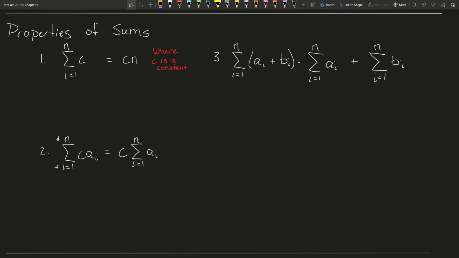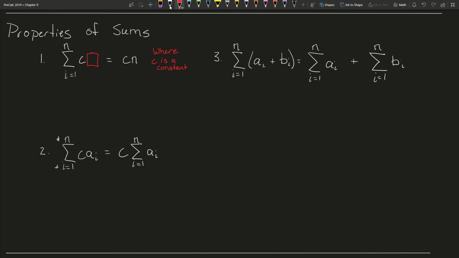We're going to start with that first property. Wherever you see a c in any of these, that just means there's a constant, like 3, 4, 5, just a number times something else. Our first property says if we take this sum of a constant from 1 to n, we just get that constant times however many times we're summing it. The reason being is because there's no i here, so we don't ever see that index again.